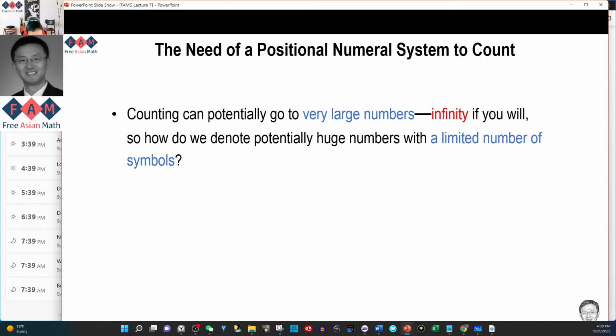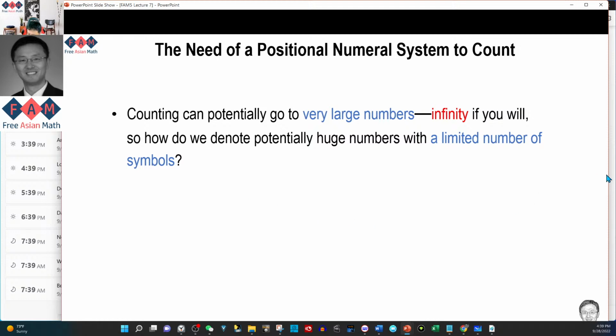But before those positional number systems were invented, people would have to assign a symbol to each such number, right? That was the very beginning, but quickly you will run out of symbols because you just cannot have that many symbols for each number. Each number will require a unique symbol for it.